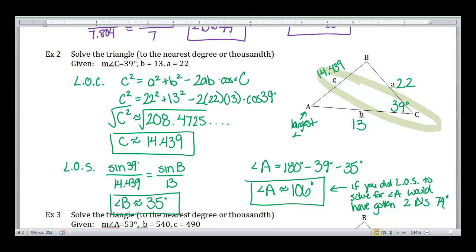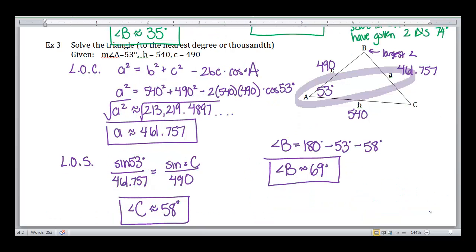Please now pause the video and complete example 3. Here, we should have solved for side A first using the law of cosines since we were given angle A. That gave me a side measure of 461.757. Then, looking at all three sides, I could decide that side B was the largest, meaning angle B would be the largest. So I did not want to use law of sines for that because that is the only one that might possibly be obtuse. So I then did law of sines to solve for angle C.